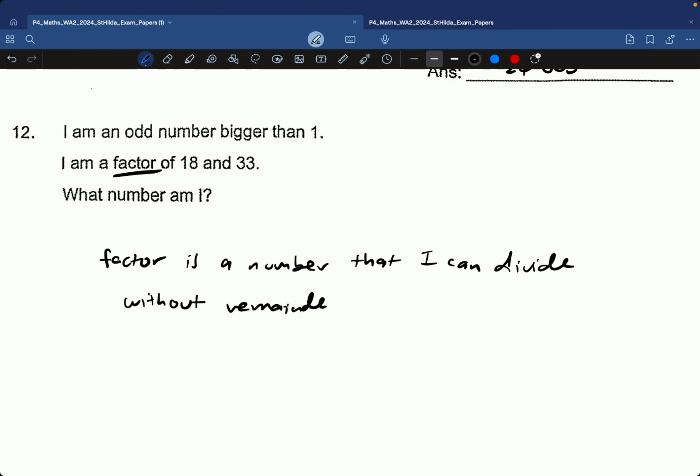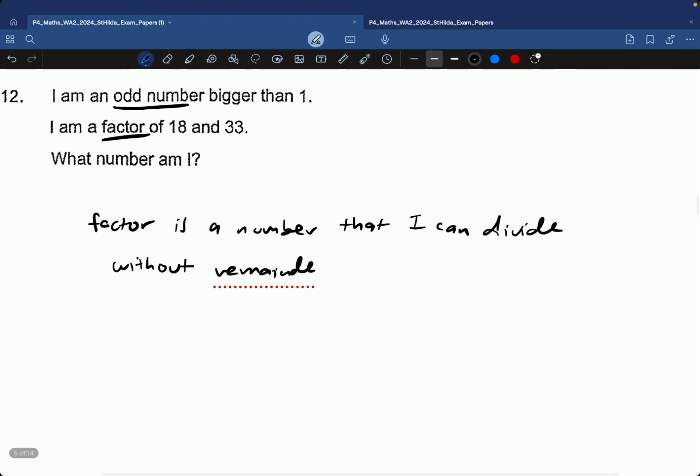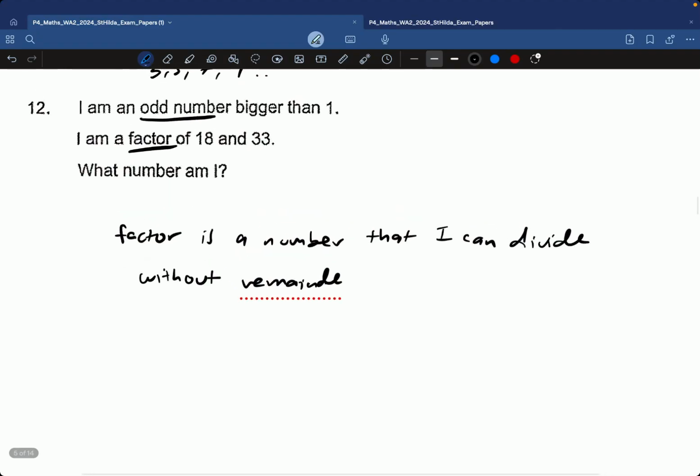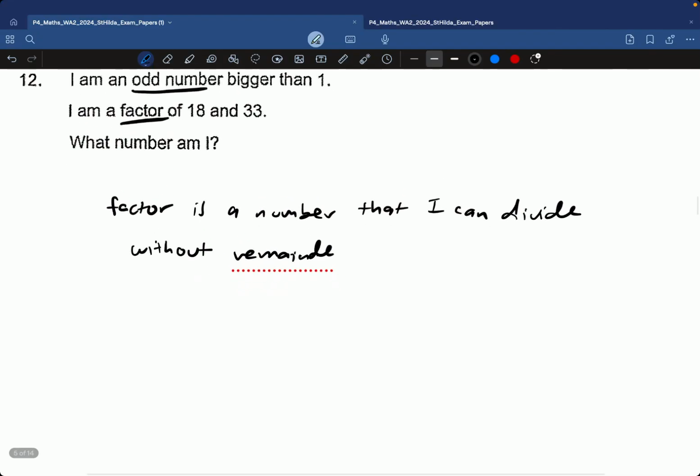Okay, so what number am I? It says here I'm an odd number. So what's an odd number? 3, 5, 7, 9, and so on. And I'm a factor that I can divide into, yeah, I mean 18 here. Okay, so we have 18 and 33.